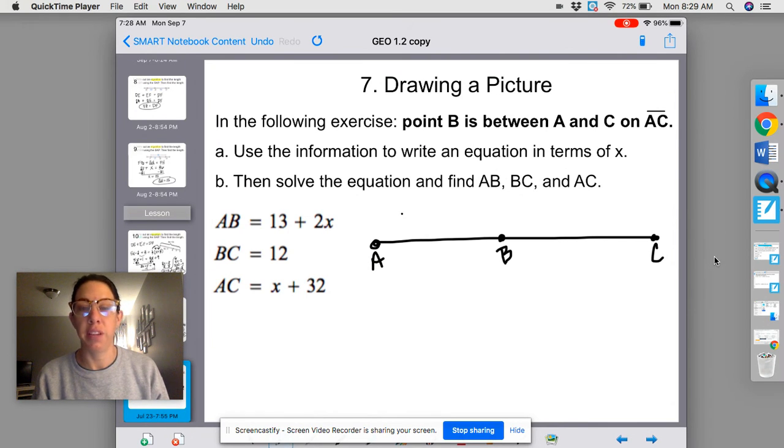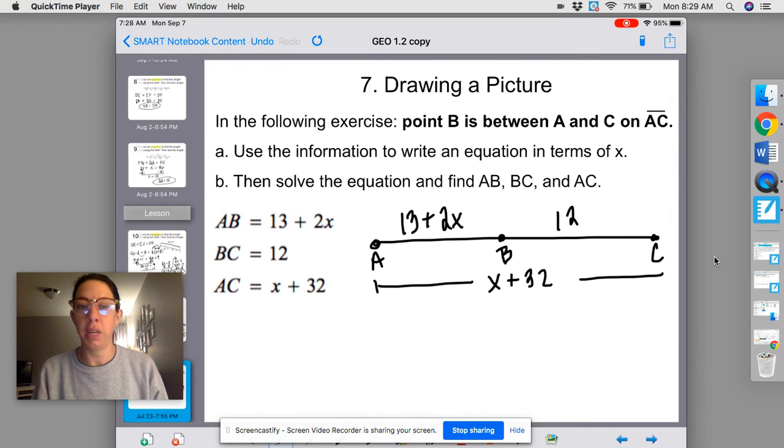And then I'm going to start filling in what I know. AB is 13 plus 2x. BC is 12. And the length of the whole thing is x plus 32. So it's just a little more work because you guys have to come up with the picture on your own. And then I'm going to keep repeating my process using the segment addition postulate. AB plus BC equals AC.